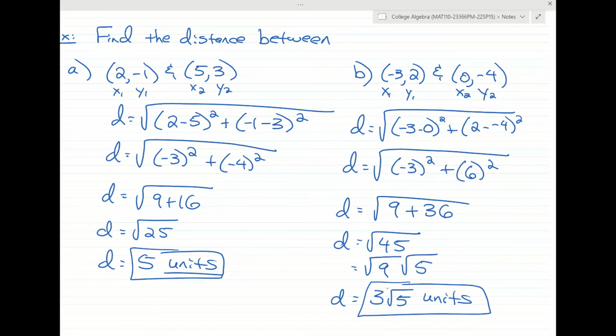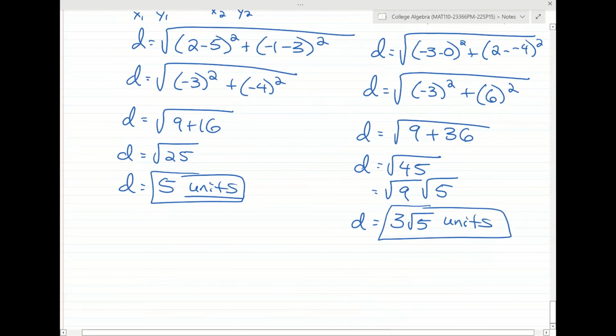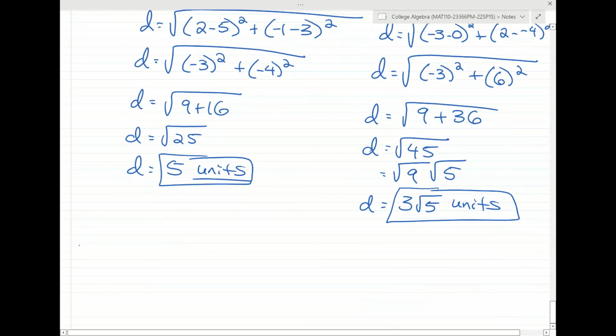One more little topic before we leave. They're all related. I want to talk about the equation of a circle, in center-radius form.